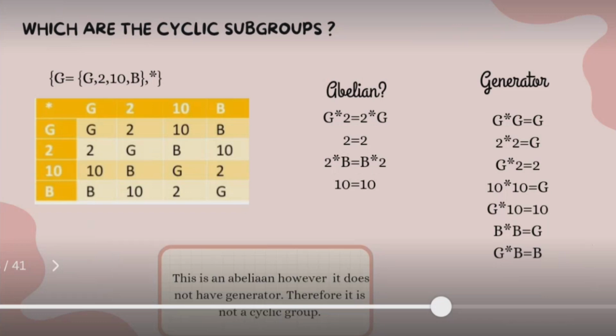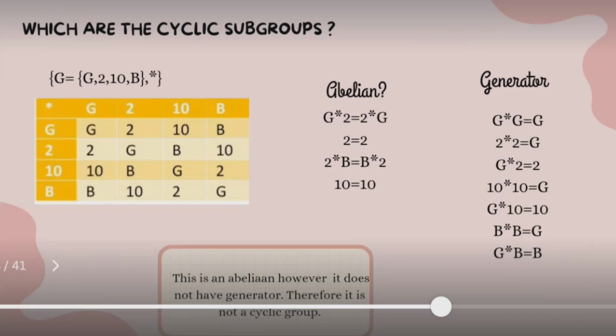First, the set of G with elements G, 2, 10, B. We will check if it is abelian. First we get G star 2 and 2 star G. Since G is our identity element, any element that is paired with the identity element gives the result itself. So G star 2 is 2 and 2 star G is 2. Then we will try another: 2 star B is 10 and B star 2 is 10.